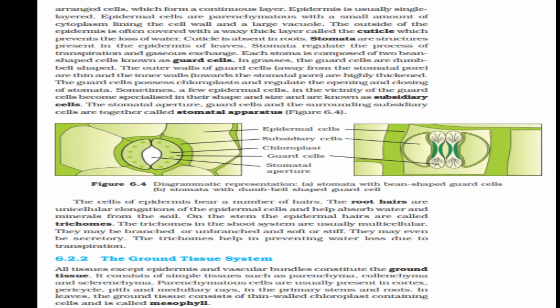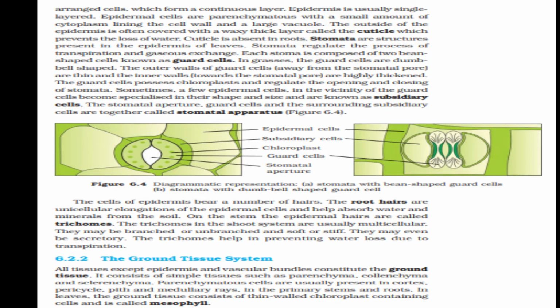The outer walls of guard cells, away from the stomatal pore, are thin, and the inner walls, towards the stomatal pore, are highly thickened. The guard cells possess chloroplasts and regulate the opening and closing of stomata. Sometimes, a few epidermal cells in the vicinity of the guard cells become specialized in their shape and size, and are known as subsidiary cells. The stomatal aperture, guard cells and the surrounding subsidiary cells are together called stomatal apparatus.